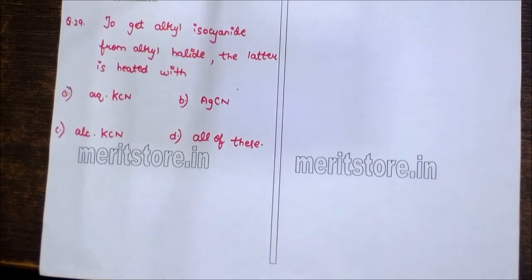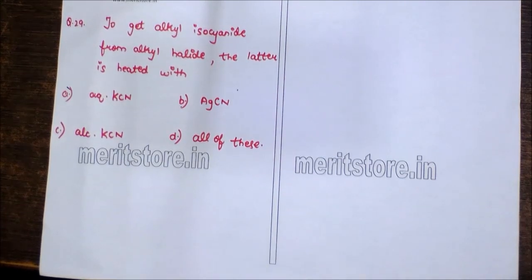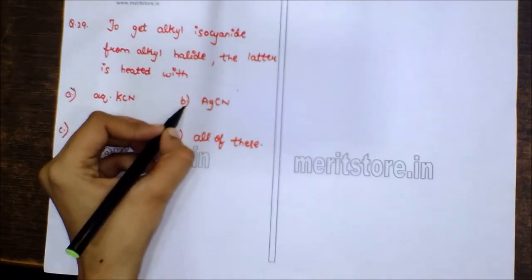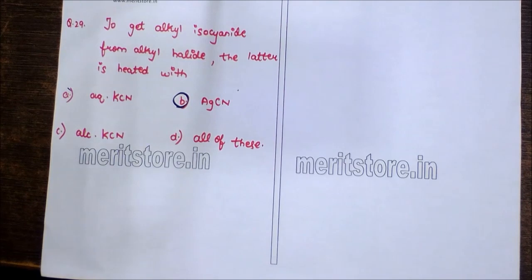Question 29. To get alkyl isocyanide from alkyl halide, the latter is heated with A. aqueous KCN, B. AgCN, C. alcoholic KCN, D. all of these. The answer is AgCN. Option B is my correct answer.